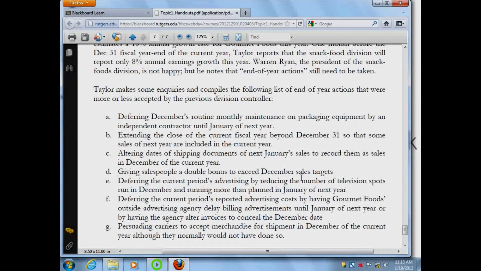The issue here is really a fundamental accounting issue as to when you incur the expense and when you're meant to report it. Now the last one: persuading your carriers to accept merchandise for shipment in December of the current year, although they would normally not have done so. Suppose you're a car manufacturer dealing with your dealerships, and you try to press more inventory on them so you can book those as sales. You try to persuade them one way or the other.